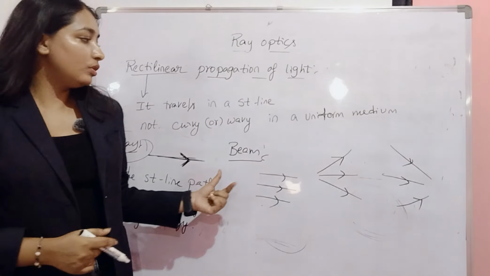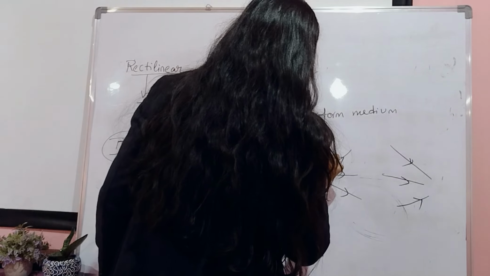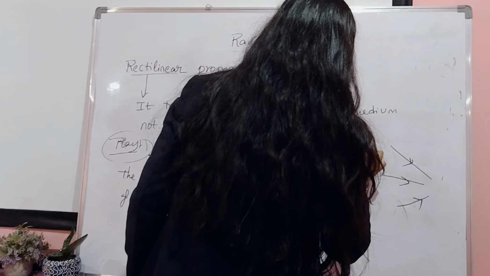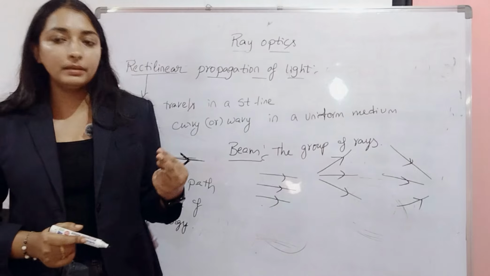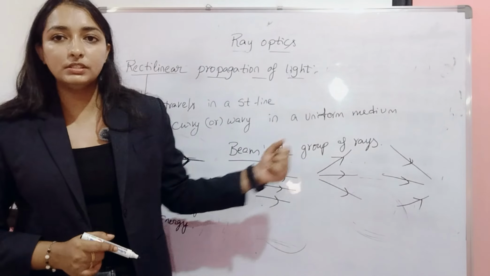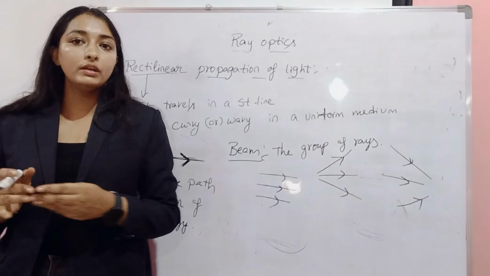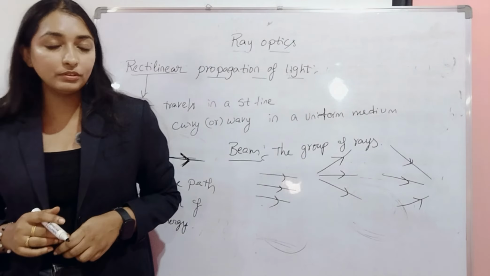So beam is what? The group of rays together. And beams are three types: parallel beam, diverging beam, and convergent beam. Okay, so let us understand what is parallel beam, what is convergent beam, and what is divergent beam.